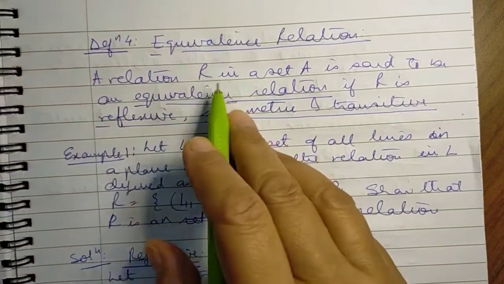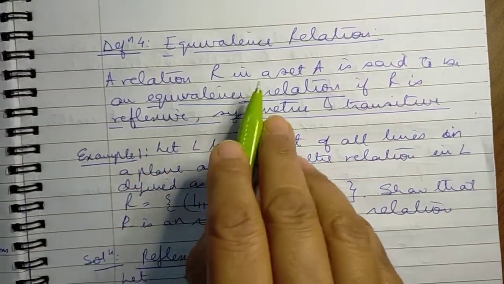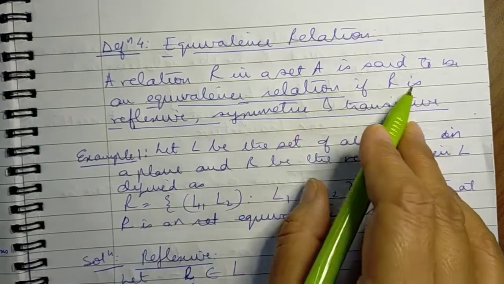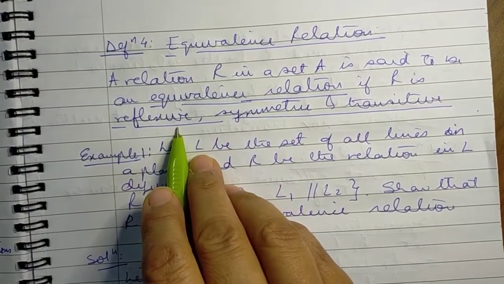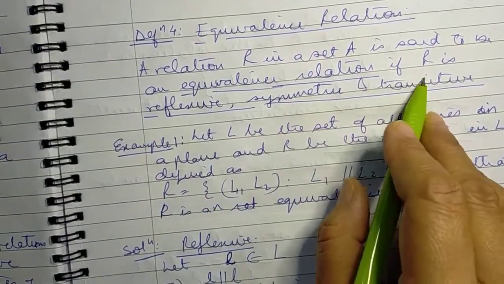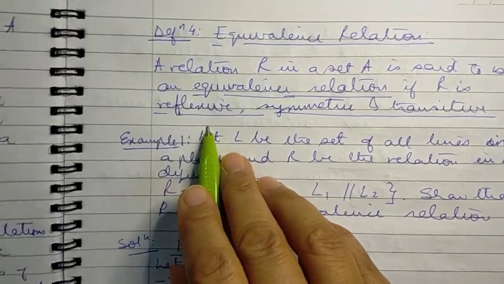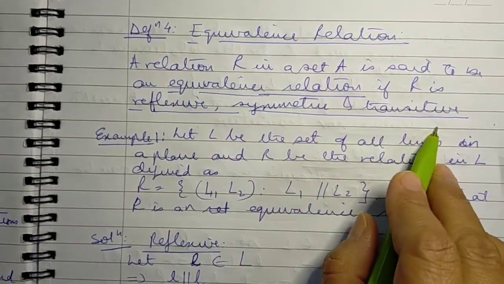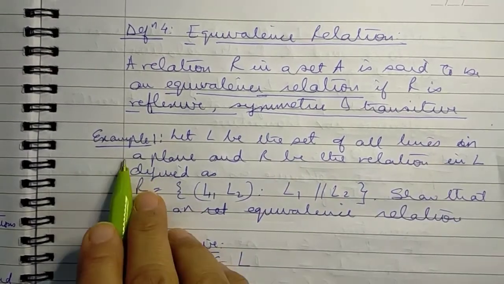Now we come to the next relation, which is equivalence relation. A relation R in a set A is said to be an equivalence relation if R is reflexive, symmetric as well as transitive. So let's do some examples.